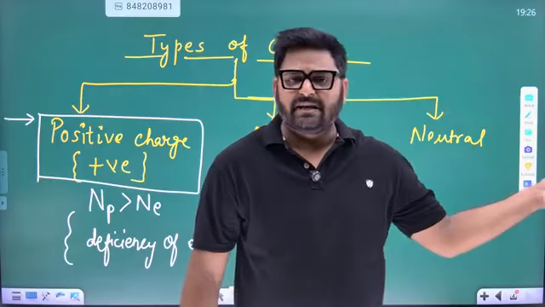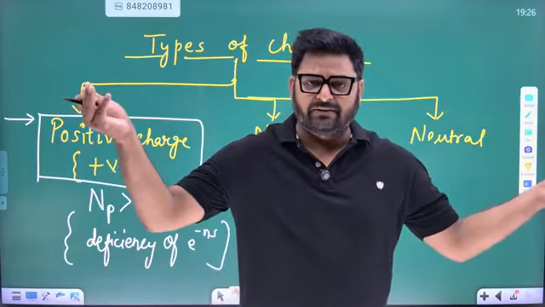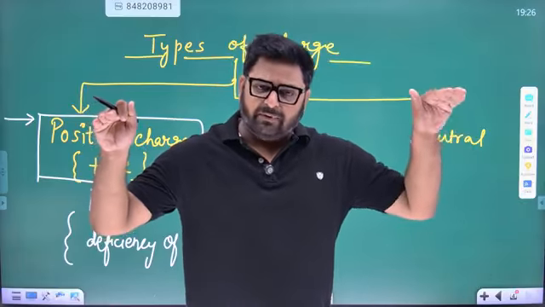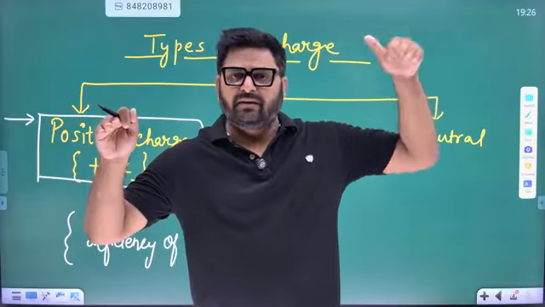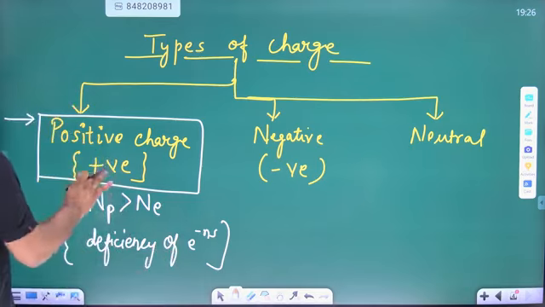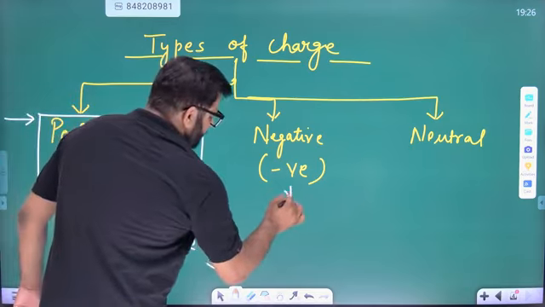So if electrons are less, it is positive charge. If electrons are equal to protons, it is neutral. And if electrons are more than protons, that is negative charge. So give credit to the electron. So deficiency of electrons is positive charge. What about negative charge then?